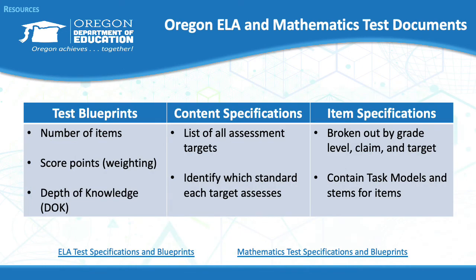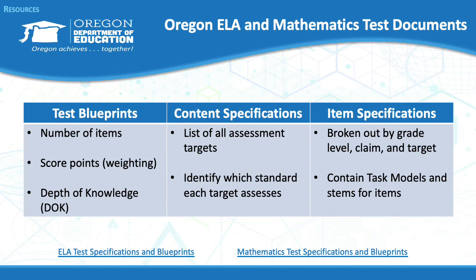Several documents outline the structure of the Oregon Statewide Assessment System for ELA and Math. Links to access these resources are provided at the end of this slideshow. Educators should spend time looking at these materials to help inform how they prepare students to be successful on the summative assessment. Test blueprints indicate the number of items included on the Oregon Statewide Summative Assessment for ELA and Mathematics, how the test is scored, and the depth of knowledge intended to be used by students when answering items.